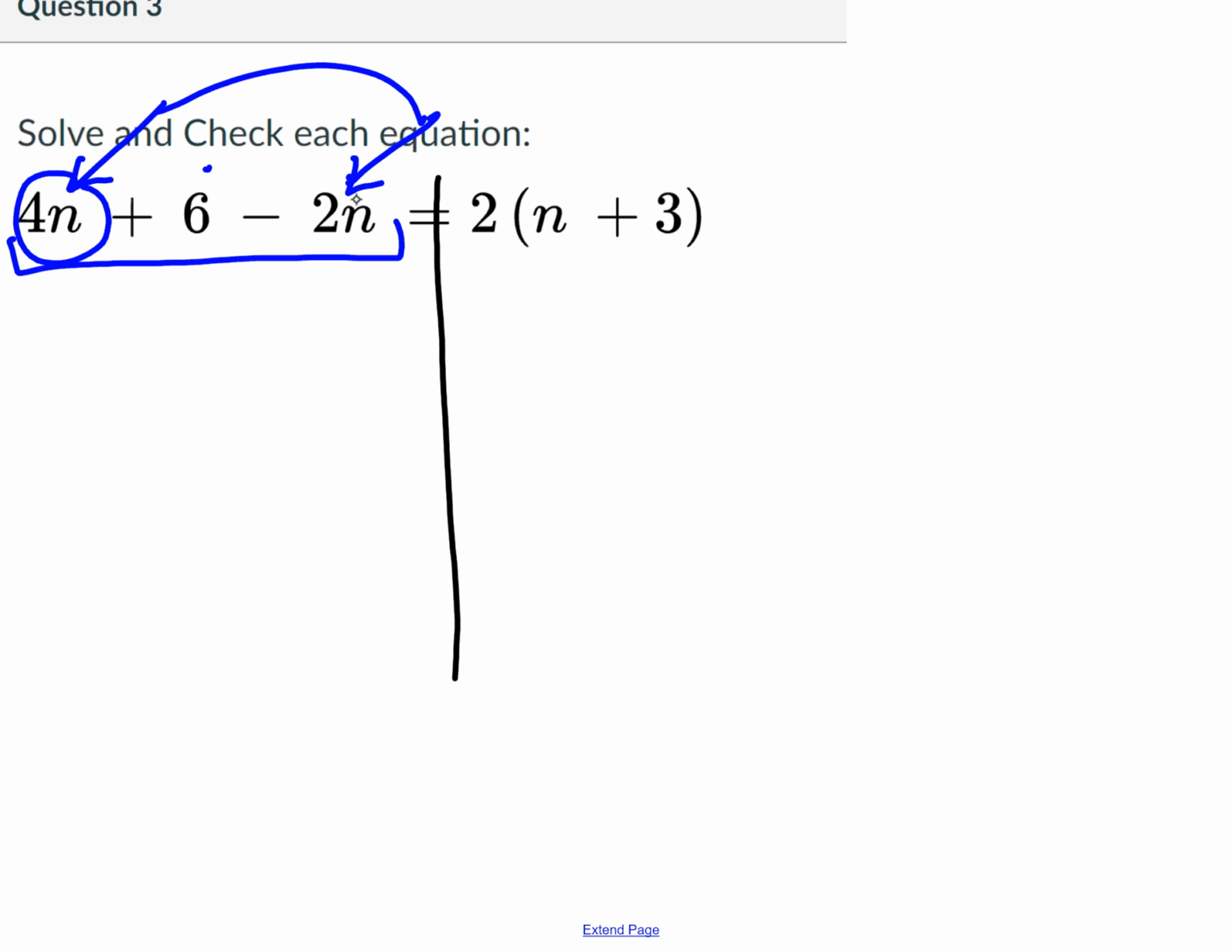I have a 4n and a minus 2n. So if I have 4 n's, I take away 2 n's, I'm left with 2 n's. And so this plus 6 is left over. So that's what's going to go here. So we're set on this side. Let's take a look at the other side.